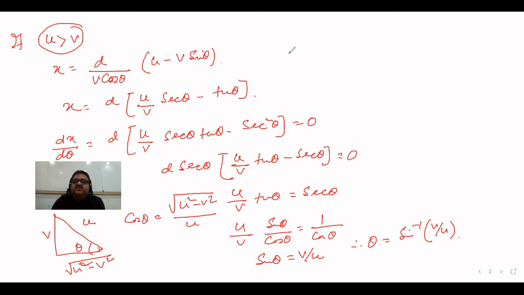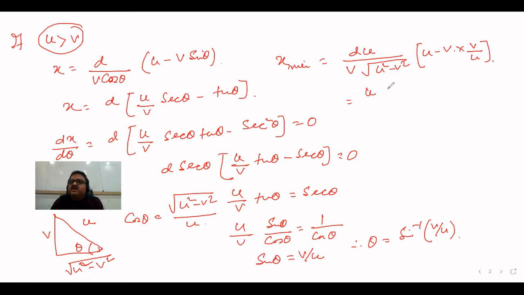Okay, now put this value. Therefore, X minimum, the minimum value of the drift, is D by V times 1 by cos theta, that is equal to sec theta. That means D U by root over of U square minus V square, times (U minus V sin theta). What is sin theta? Sin theta is equal to V by U. Correct? Now look at this.